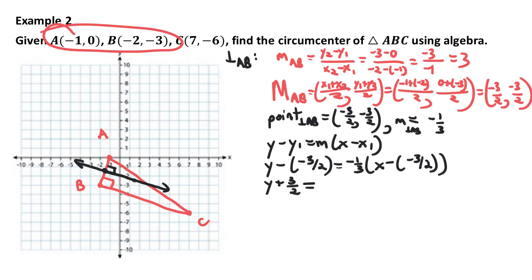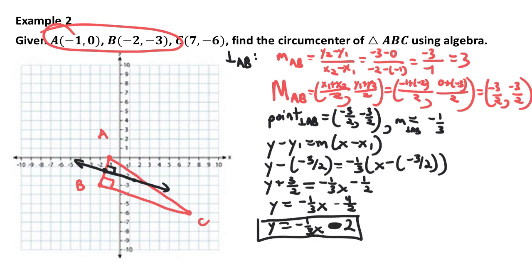We get negative 1/3 x. Okay, so we have plus 3 halves times negative 1/3, which is negative 1/2. All right, subtract 3 halves from both sides, and we get y is equal to negative 1/3 x minus 4 halves, which of course is y equals negative 1/3 x minus 2. This is the equation of the perpendicular bisector. Let me record that. y is equal to negative 1/3 x minus 2.